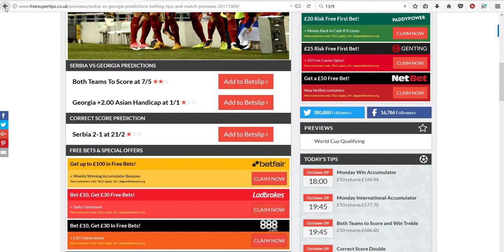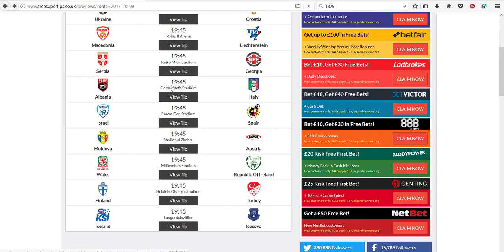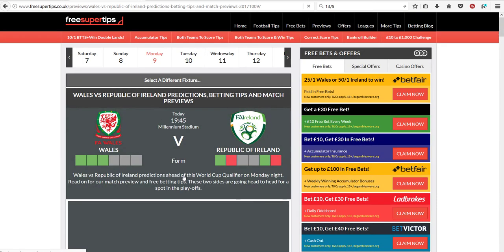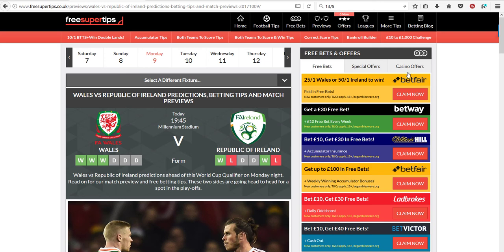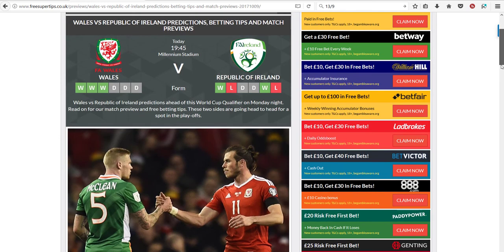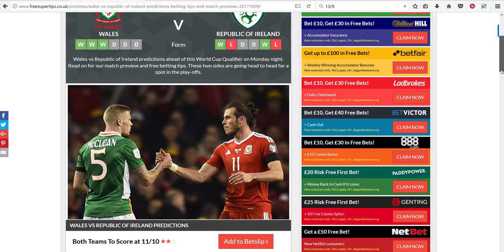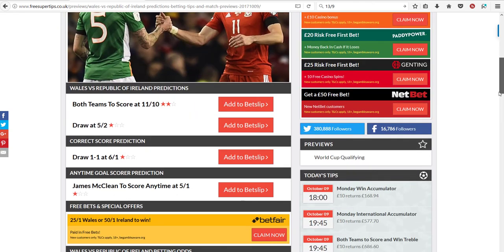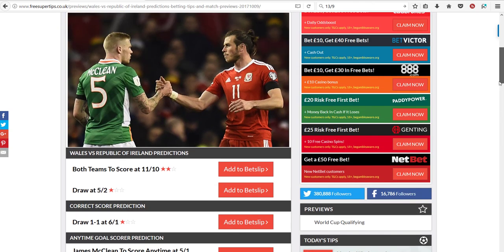Then there's the Ireland game. There it is. This is trickier for me because, of course, I want Ireland to win. So can I look at this, you know, in a detached manner?